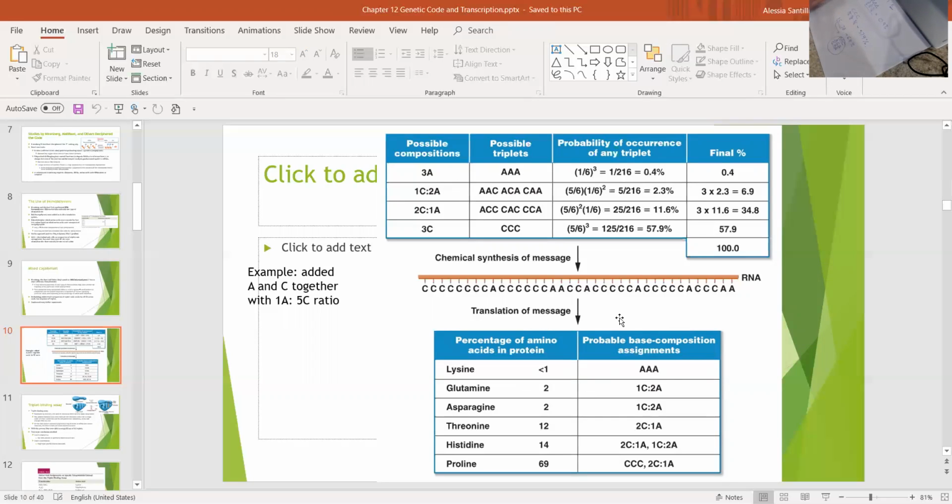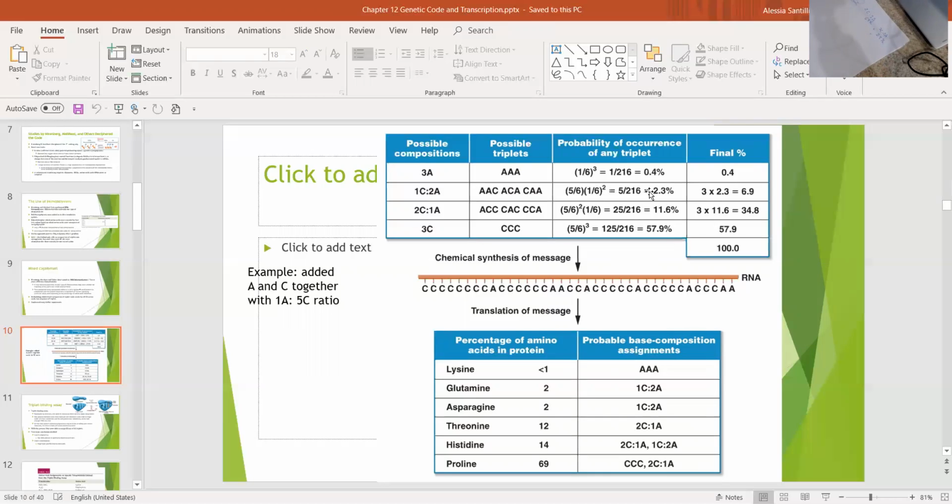So they basically compared the percentages of the amino acids to the percentages of the codons and added things together. For example, they had histidine. I can't see it because the Zoom stuff is in front of the table, so I'm just going to write it out here. I'm having difficulties, I'm sorry guys. So histidine happens 14% of the time. Looking back at our final percentages of codon compositions, we don't have something exactly 14, but it's probably a 2C1A, which is 6.9% of the time, or a 1C plus 2A, that's another 6.9, plus another 2.3% of the time. So 7 plus 2 equals about 9, and that's close to the 14%.